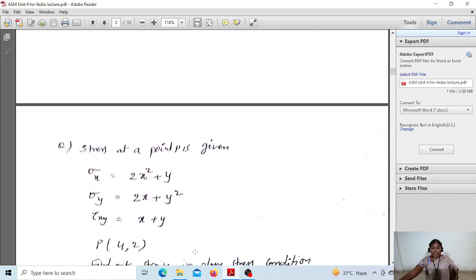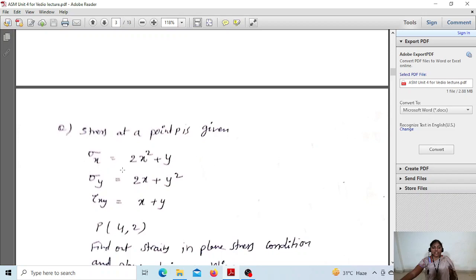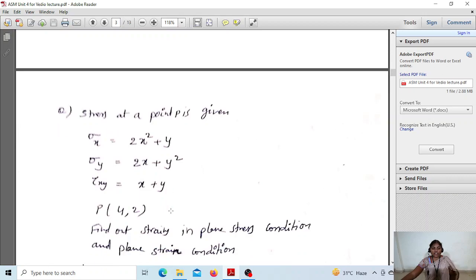Now, sometimes in the examination they will be giving problems on plane stress and plane strain. Let us take one example problem given here. Stress at a point is given. Sigma x is equal to 2x square plus y. Sigma y is equal to 2x plus y square. Tau xy is equal to x plus y. Now a point P is given as 4, 2, which indicates x, y.